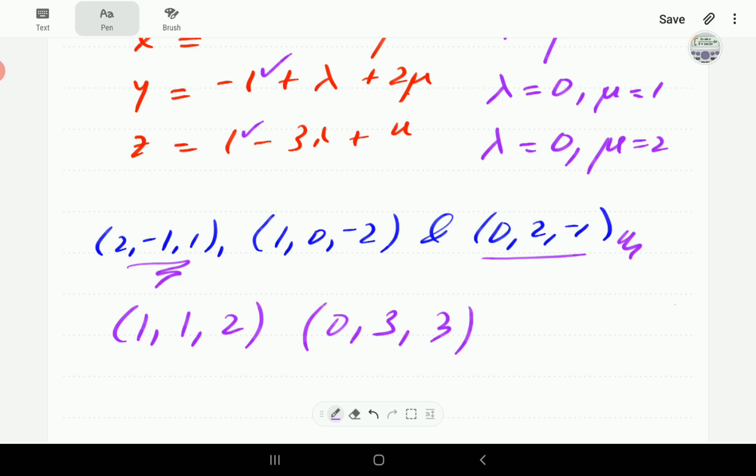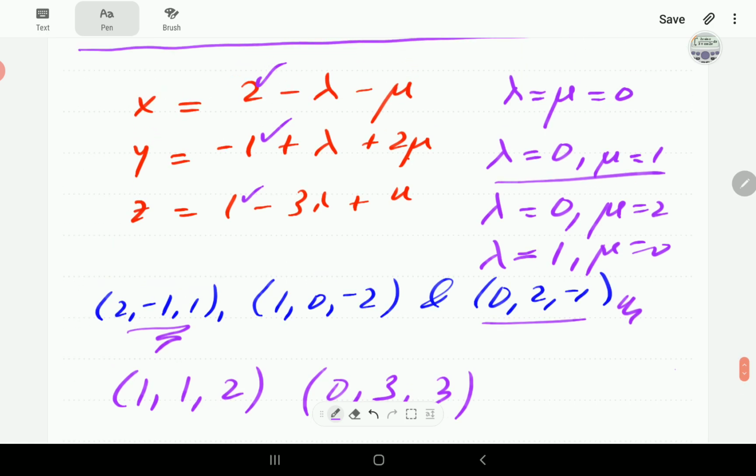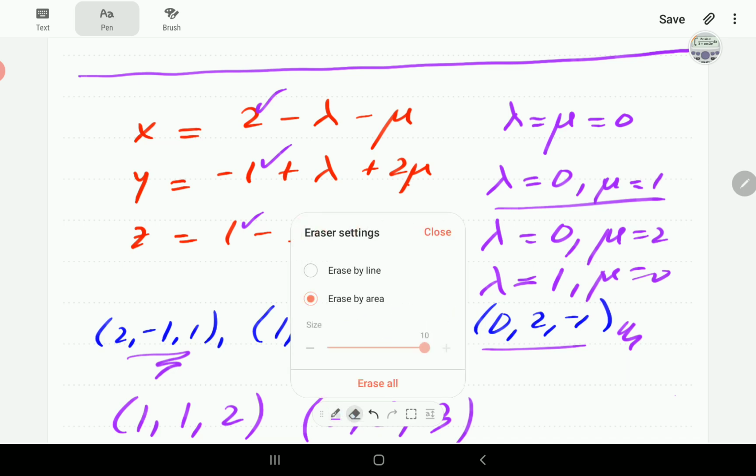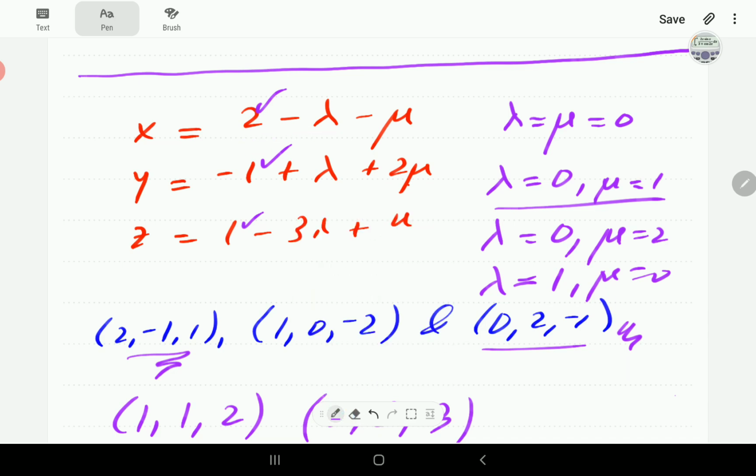I'm just going to generate another one just out of interest. If we swap these around, suppose lambda is 1, mu is 0. That's going to give us another point. In this case, x is going to be 1, because we have 2 minus 1. Y is going to be 0, because these ones are all zeros, so 1, 0, and this one is going to be -2, but that's a point we already have, so this one is not going to work.